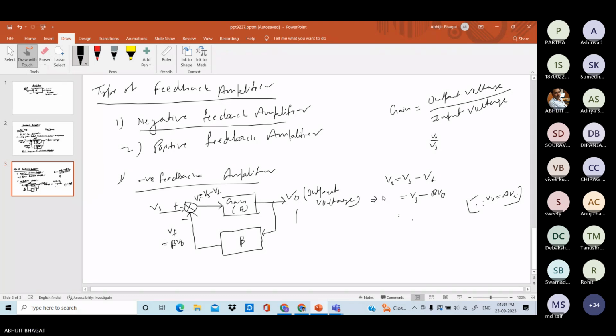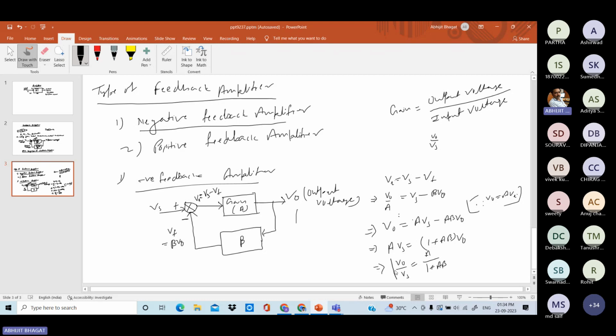So you can write down here, Vi is V0 by A. So it will be V0 equal to AVs minus A beta V0. तो फिर V0 को इधर ले आओ, and here you will get AVs equal to 1 plus A beta V0, and your V0 by Vs equal to A divided by 1 plus A beta.